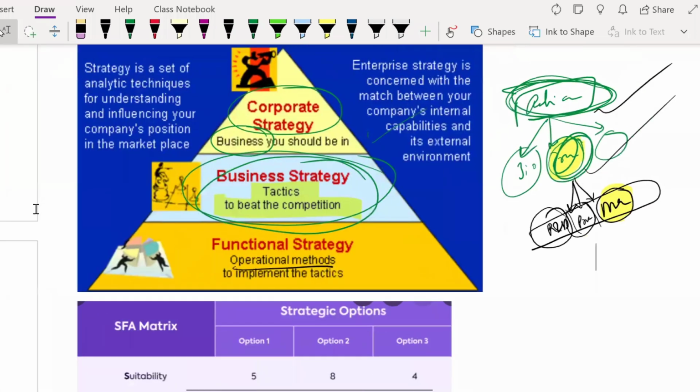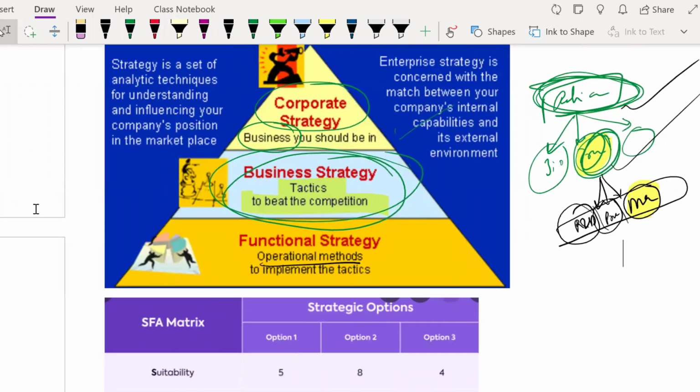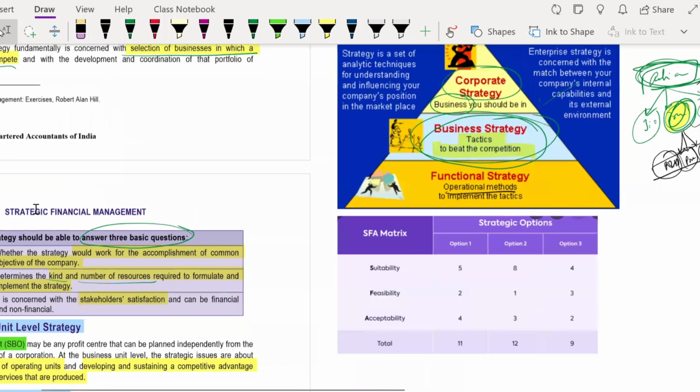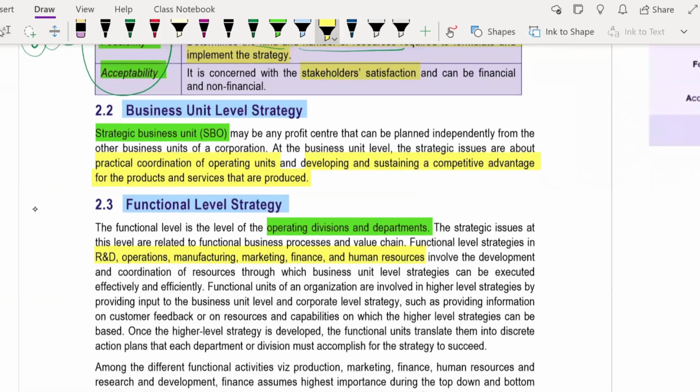So these are the 3 levels of business, and how these 3 levels of business come up with strategy which is going to help them achieve their future objective or goal. Here I told you about business level strategy. What do they do? They help in the coordination of operating units, and they help in sustaining a competitive advantage with whatever products and services you are producing.